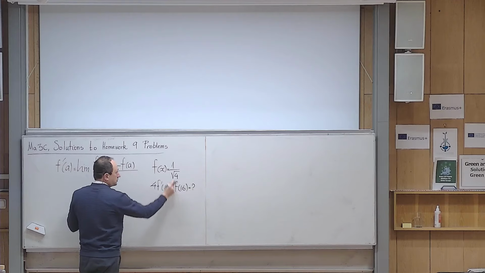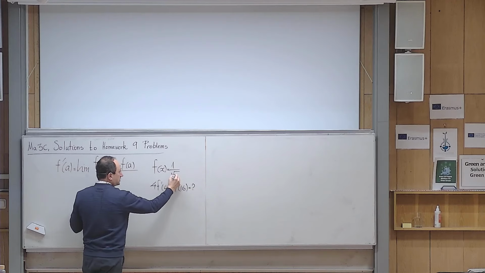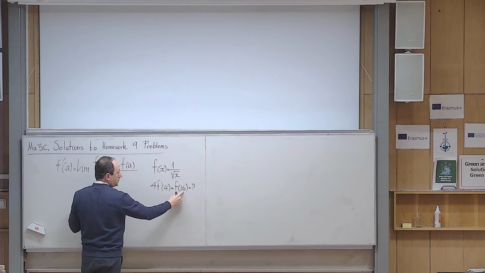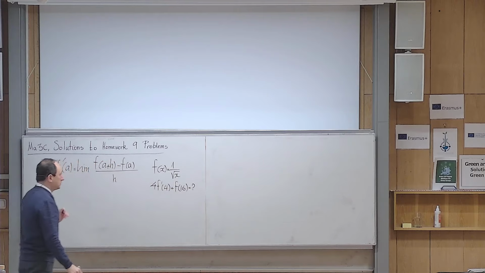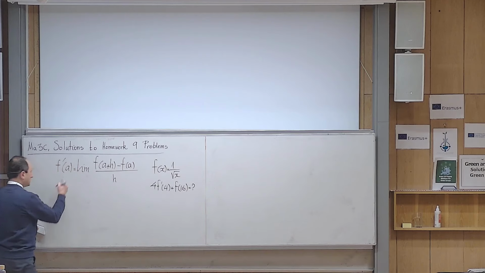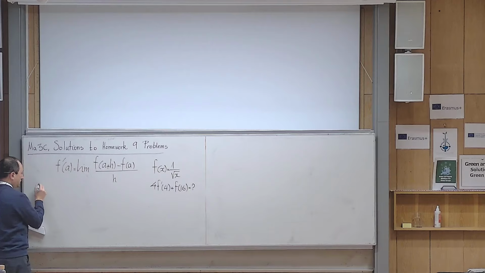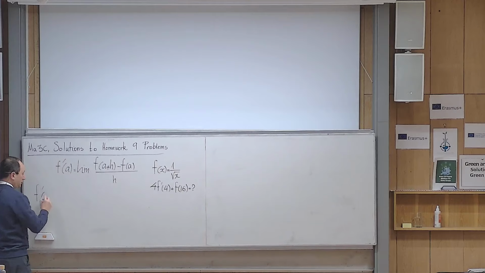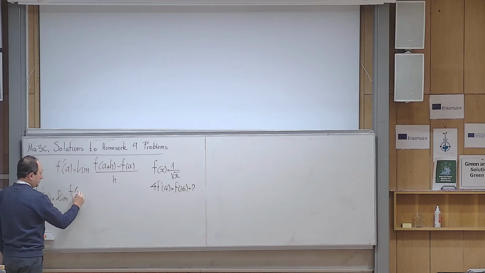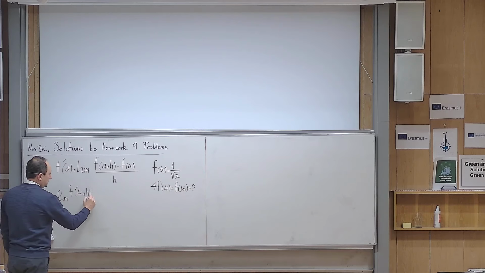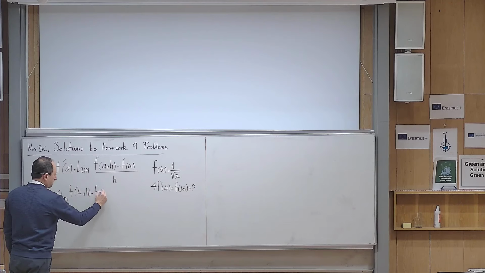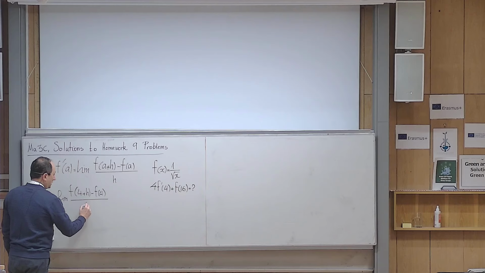F of 16 is very simple, you just replace x with 16. The harder and longer part is this part. Okay, so let me do it using this formula. So instead of a, I put 4. So f prime of 4 becomes what? The limit as h goes to 0 of f of 4 plus h minus f of 4, divided by h.